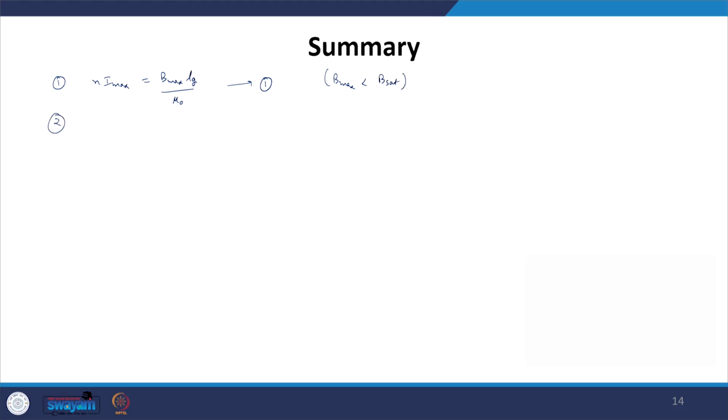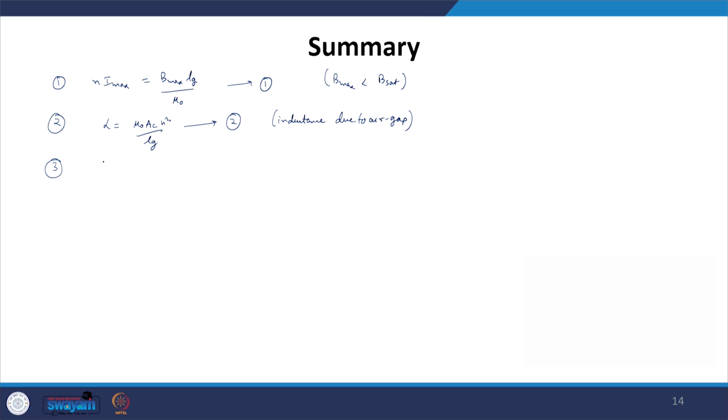The second thing we have obtained is the inductance due to the air gap, which is mu naught AC n square by Lg. This we can define as equation number 2. This is the inductance due to the air gap, because in the structure we have assumed we have introduced the air gap. So the inductance is primarily dominated by the air gap.